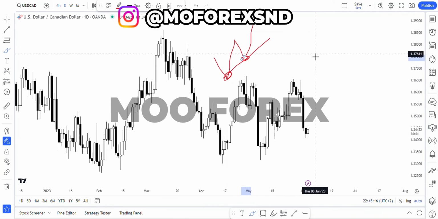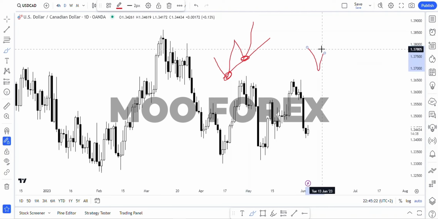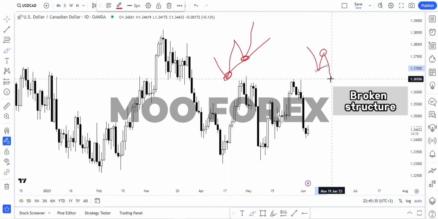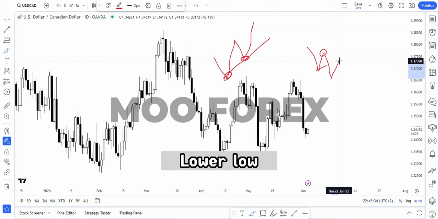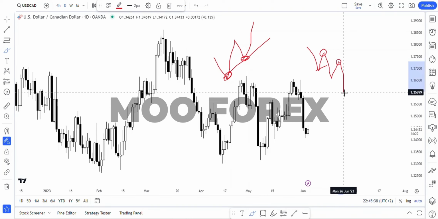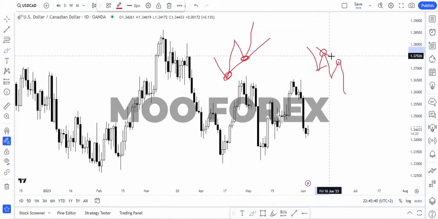And for the downtrend, we have to connect two peaks. For example, the market is going down, and then we have a peak, then it broke the structure, which means we have a lower low. Then we have the market going up again, then we have another peak, and then the market makes another low. So we can connect these two peaks here. So we can connect here and we can connect here.